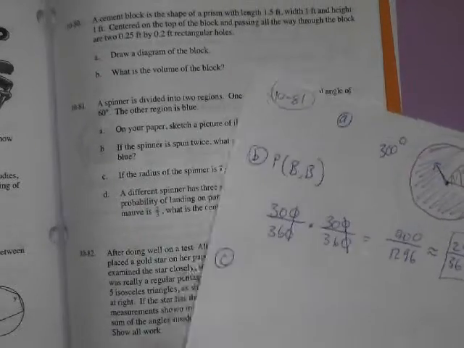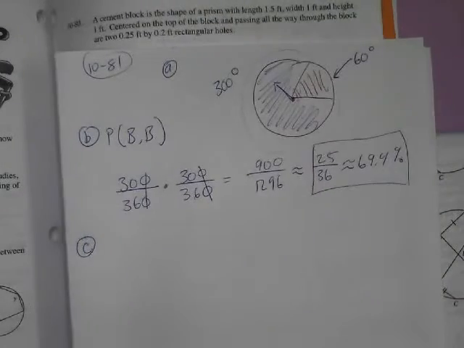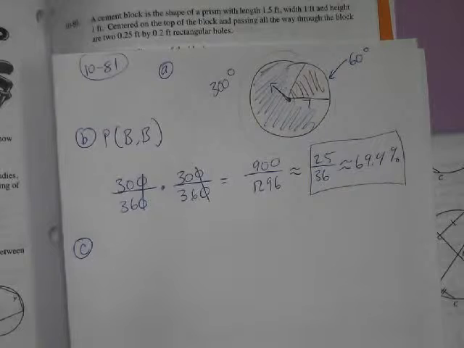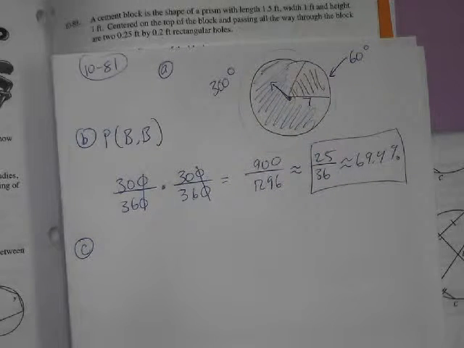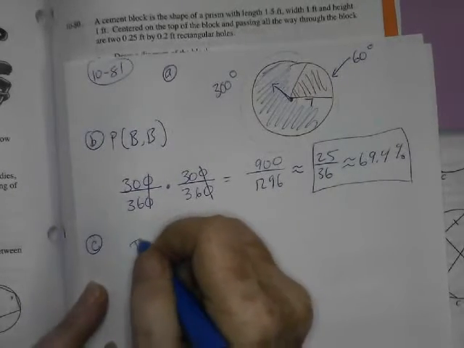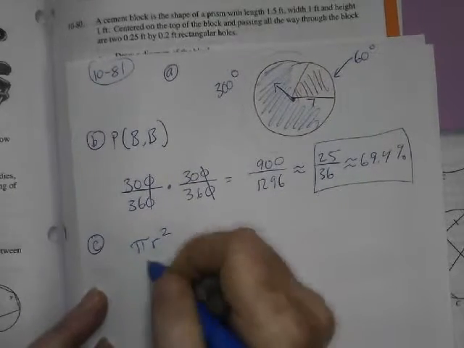So then it says, if the spinner is spun twice, okay, that's letter B. Letter C says, if the radius of the spinner is 7, what's the area of the blue region? So the radius is 7. So any ideas on how to find the area of the blue region? What do you think? Pi r squared, subtract that with 300.